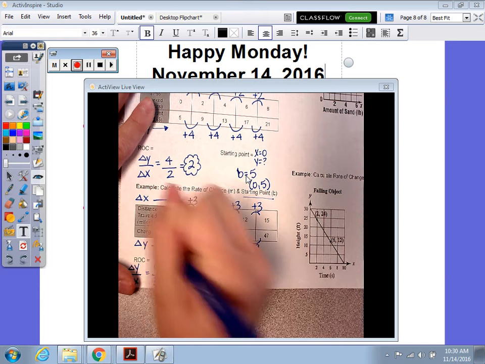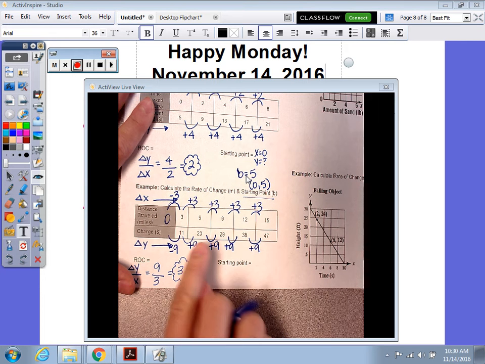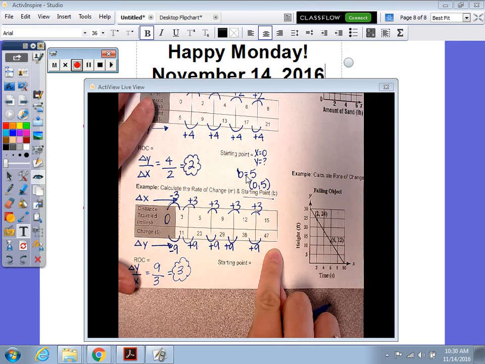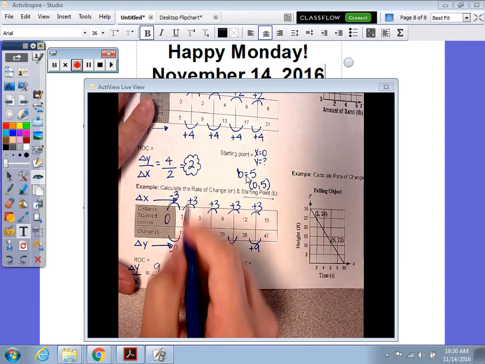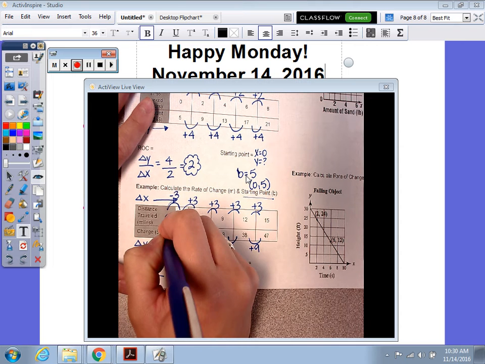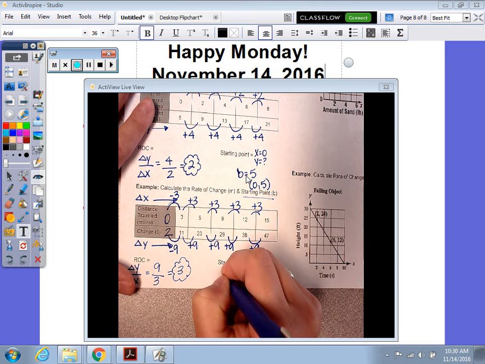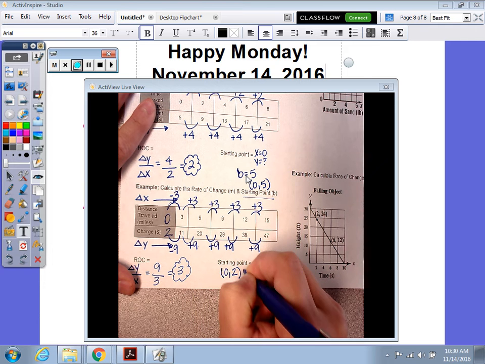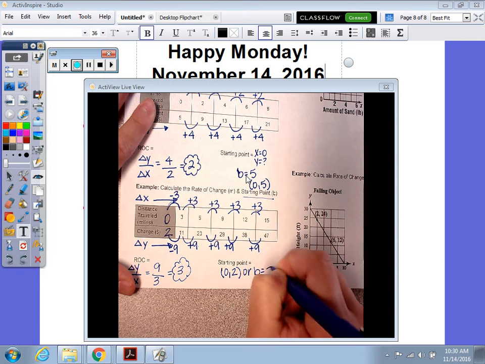For y, my y value changed by 9 every time I increased in my table. So if I want to work backwards, I'm going to subtract 9, and I will get 2. So my starting point is (0, 2), or we can say b equals 2, either way.